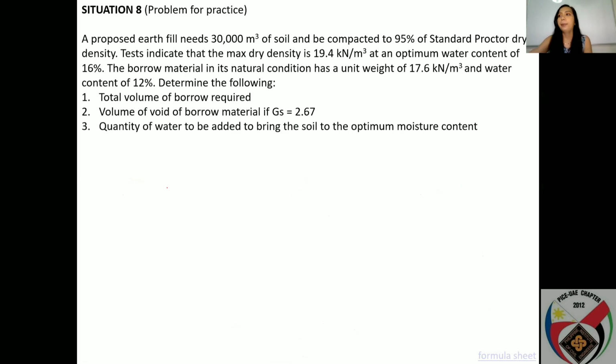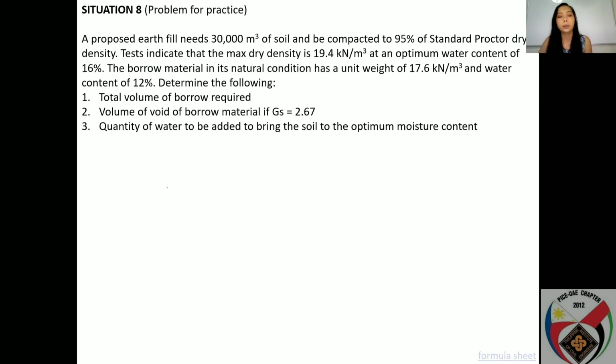This will be your problem for practice. A proposed earth fill needs 30,000 cubic meters of soil and be compacted to 95% of standard Proctor dry density. Tests indicate that the maximum dry density is 19.4 kilonewton per cubic meter at an optimum water content of 16%. The borrow material in its natural condition has a unit weight of 17.6 kilonewton per cubic meter and water content of 12%. Determine the following.